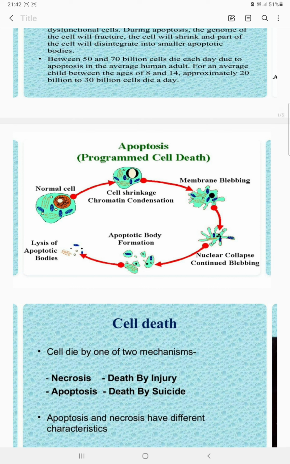First, you will see here the normal cell. The normal cell looks like this. It is very well maintained. It looks very normal, and its function is very normal.